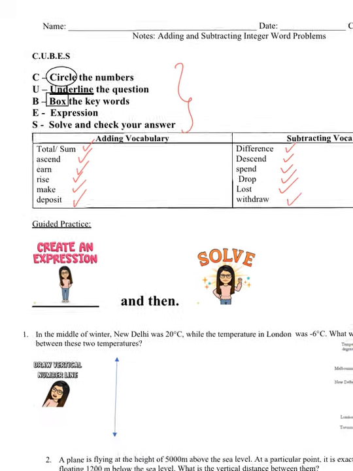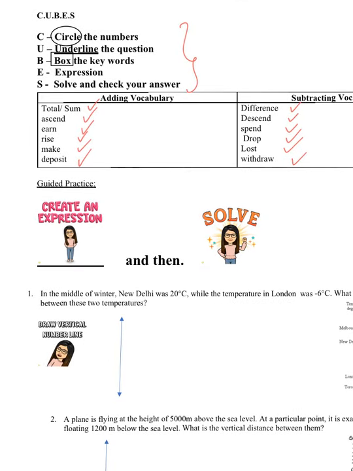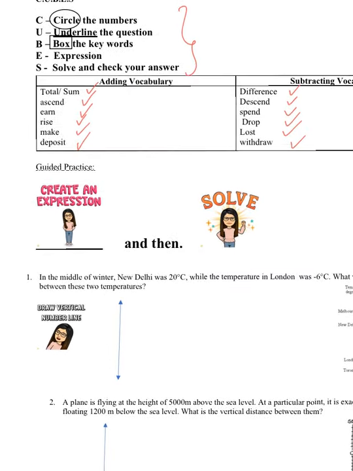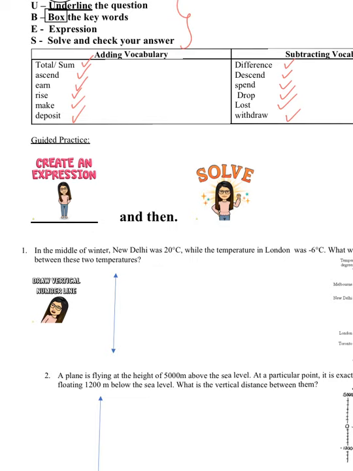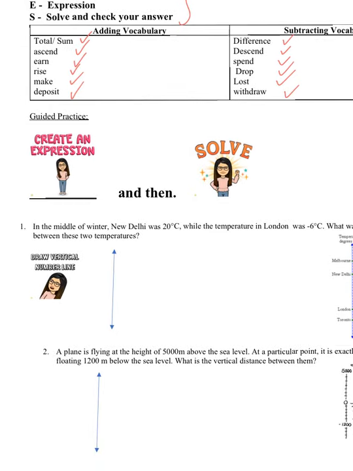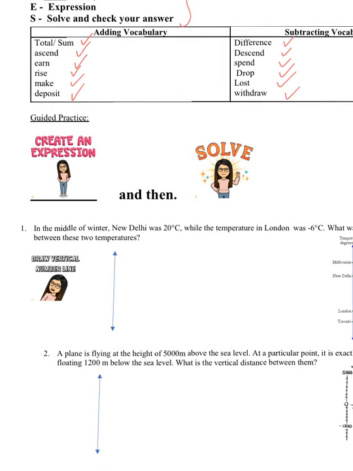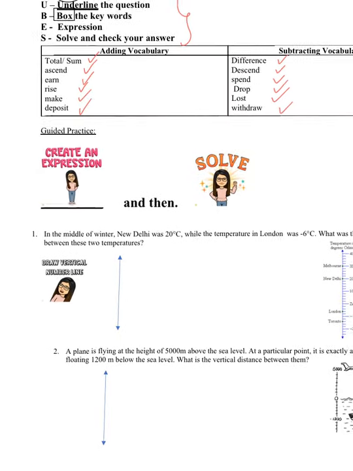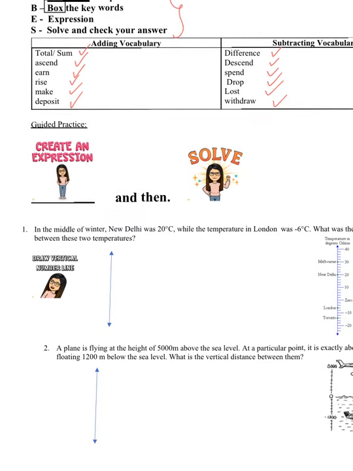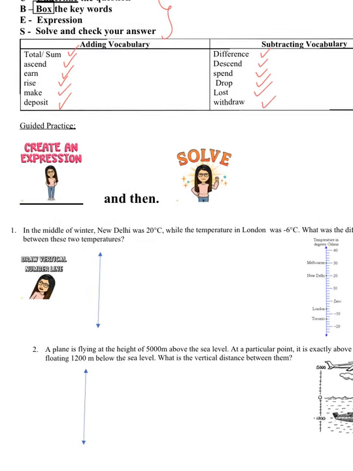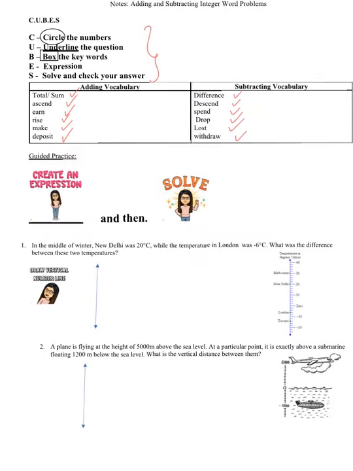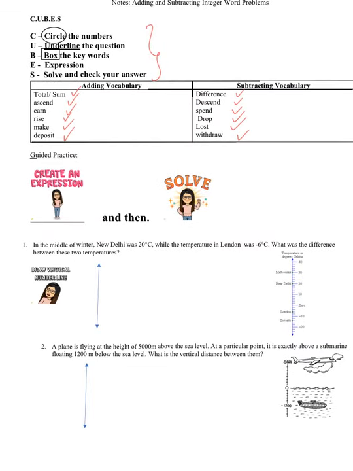So we're going to work on this guided practice. When we read a problem, we all need to create an expression and solve it. Okay? Don't just give me the answer. We're going to learn how to create an expression. In the middle of winter, New Delhi was 20 degrees, while the temperature in London was -6 degrees Celsius. What was the difference between those two temperatures?